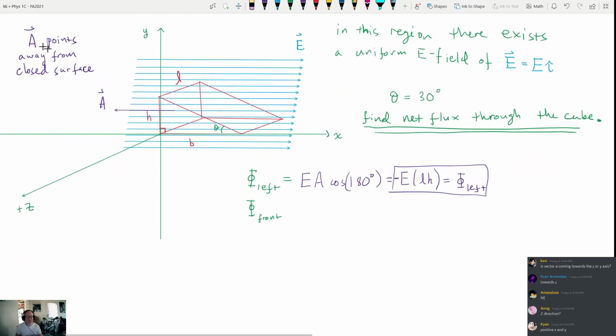But I said that if you have a closed surface, the area vector has to point away, right? So what do you think? Should I put a vector out or in? Out of the screen. You're correct. So for the front surface, this is my area vector. It should point along the positive z-axis, right? Let's subscript it; we'll call this A front. Then, this is again going to be E.